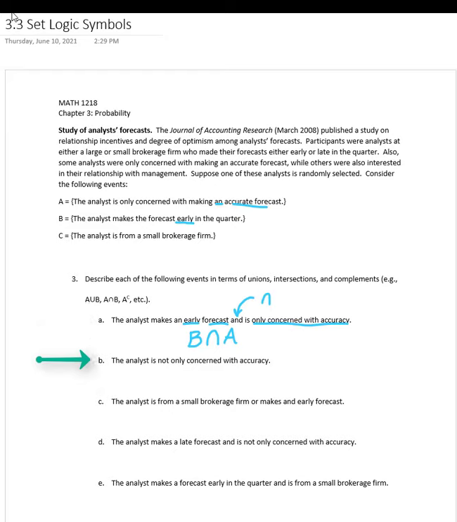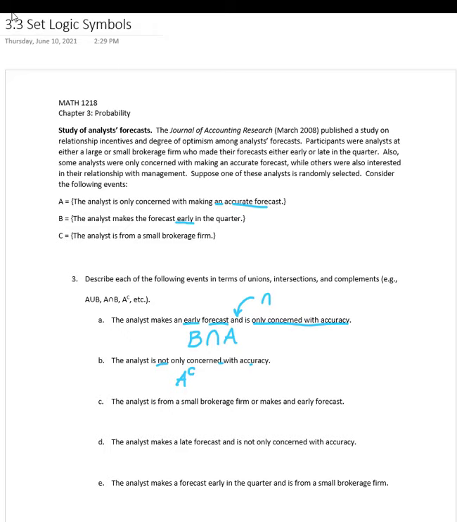Letter B. The analyst is not only concerned with accuracy. So we have a clue here with the word not. Not typically will be an indication that complement is used. So not only concerned with the accuracy. Go back and look at the events. Which one is concerned with accuracy? That's event A. So I'll start by writing event A. So if it's not concerned, that means we're looking for the complement of event A.